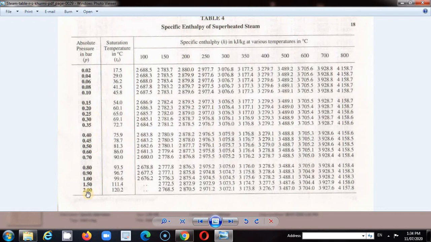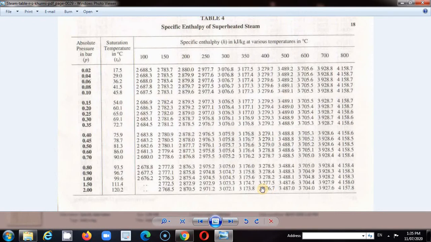Okay, so again I take one more example. Suppose the pressure requirement is 2 bar, and in the problem the temperature is given as 400 degrees centigrade, and they asked to calculate the value of the enthalpy. Then just in the first column find the pressure 2 bar. Here in the last row we will get the idea about the values for 2 bar. Now just go horizontally and select the 400 degrees centigrade temperature, and from 2 bar you just go horizontally, and here you will get the value, that is 3276.7. So this is the value of the specific enthalpy for superheated steam.